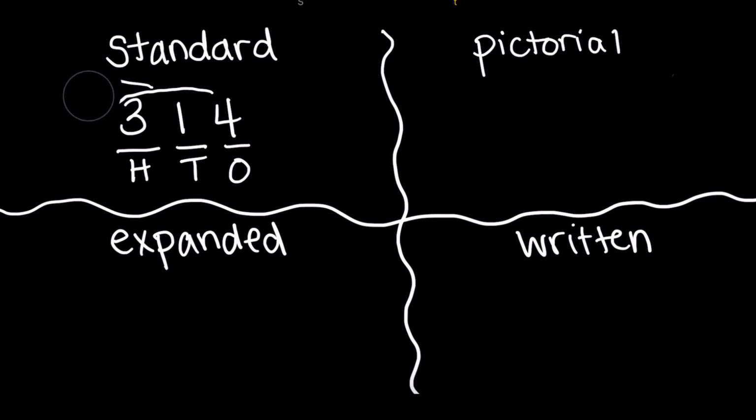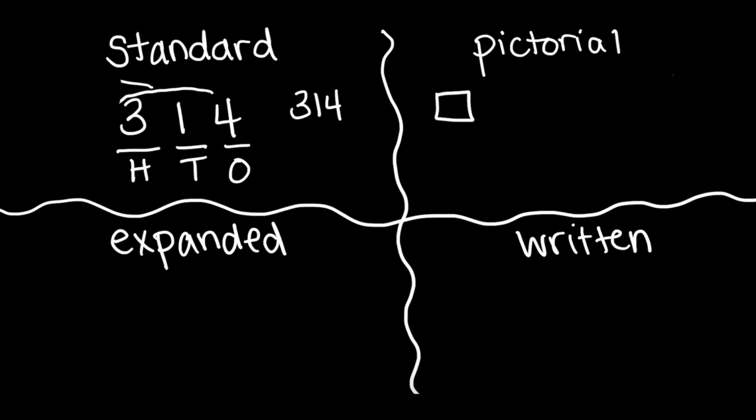The standard way of writing a number just means the regular way we write it. So if I were to write the number 314 without the HTO chart underneath it, it would just simply look like a 3, a 1, and a 4. And we say this number out loud, 314.